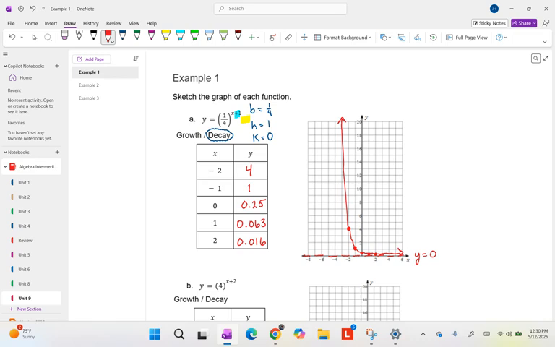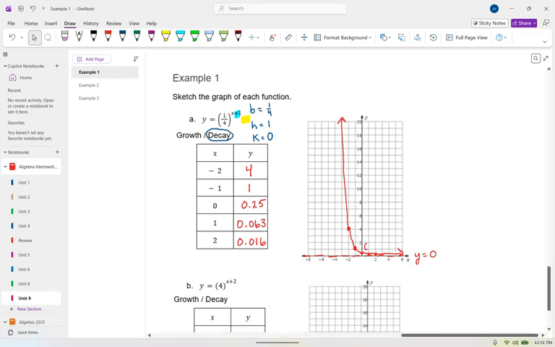Make sure you have the following labels. So y equals 0, that's the horizontal asymptote, and also put on there the y-intercept, which in this case is 0.25. So those are going to be the things that I look for, as well as that table.